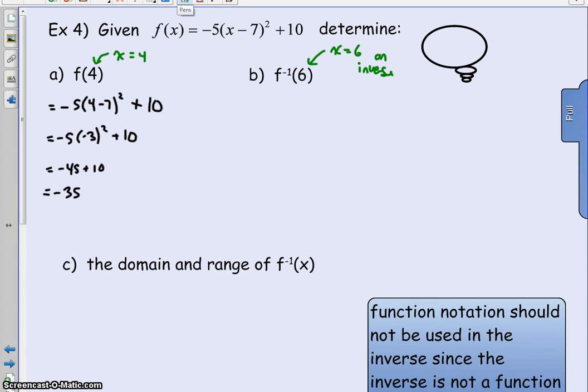Now, as for B, there's a couple ways of going about this. What some of you might have done is you might have said, okay, if x equals 6 on the inverse, I'm going to find the equation of the inverse, and then sub in x equals 6. That absolutely will work, but it is a lot of work. What might be a little bit faster, remember, again, since the x values and y values from a function to its inverse are interchanged, if this is saying that the x value is 6 on the inverse, this is the same thing as saying that the y value is 6 on the original function.